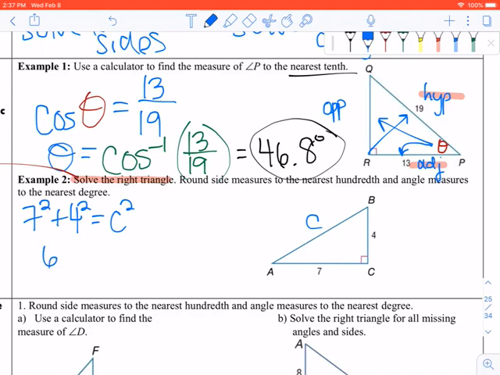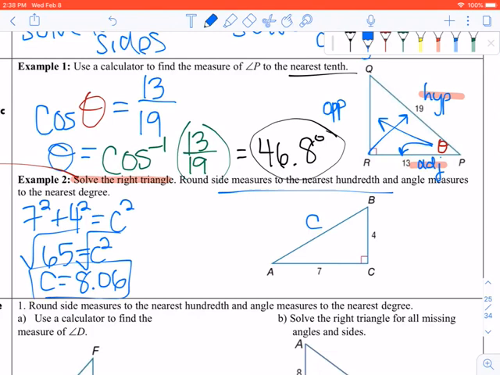When I square those and add them, I got 65. And then it is going to have us round the side length to the nearest hundredth. So when I take the square root, I'm going to plug in my calculator, square root 65. It can't be simplified anyway, so we'll just do the decimal. And I got, let's see, I got 8.06 for that side.